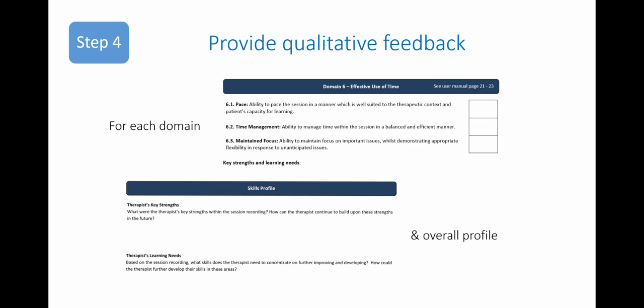So this is the final step where you're providing qualitative feedback. This is a really important aspect in terms of development, providing feedback for therapists, or where you can reflect on your key strengths and learning needs if you're completing a self-assessment. So you can provide qualitative feedback for each domain, so not each item individually, but each domain where the items are clustered together. So for example, for domain 6, effective use of time, you'll be thinking about key strengths and learning needs in terms of overall use of time. And then at the end, there's an overall skills profile where you can draw together overall key strengths and overall therapist learning needs.